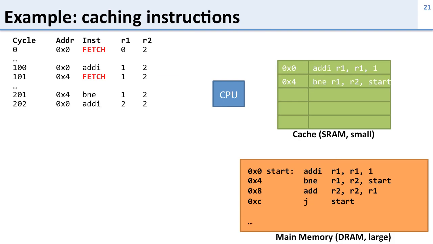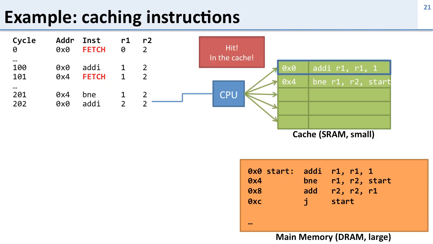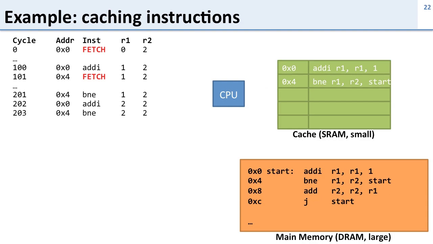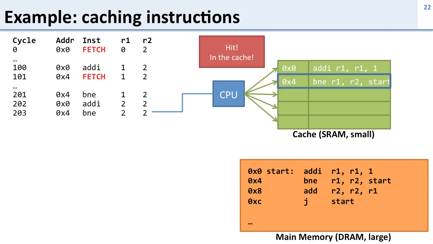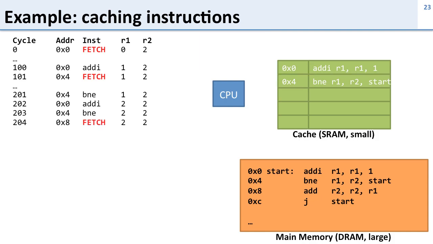So then on cycle 202, we now jump back up to the add I instruction. So we go and look, is the add I instruction in the cache? Yes, it is. So we had a hit. The instruction is in the cache, and we can go ahead and execute it in one cycle because it's in the cache. Now in cycle 203, we're going to do the BNE instruction again. So we look in the cache, it's in the cache, we had another cache hit, that's great, we can execute it in one cycle because it's in the cache. We go ahead and do that.